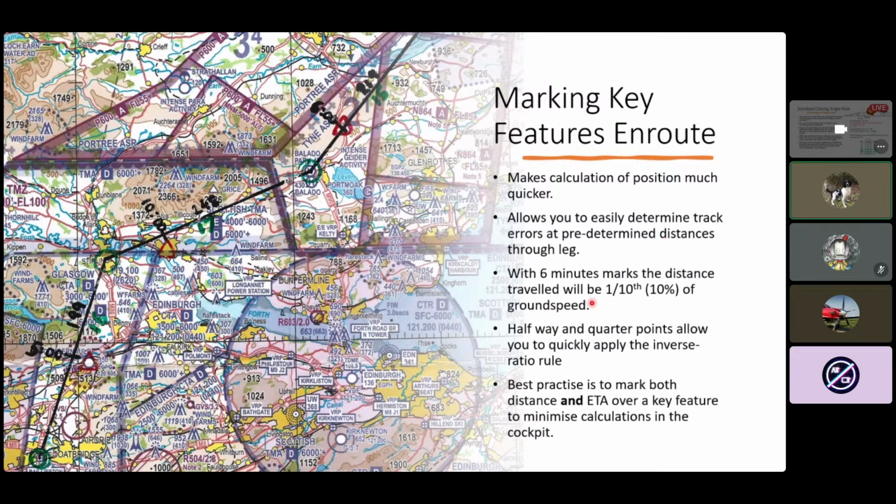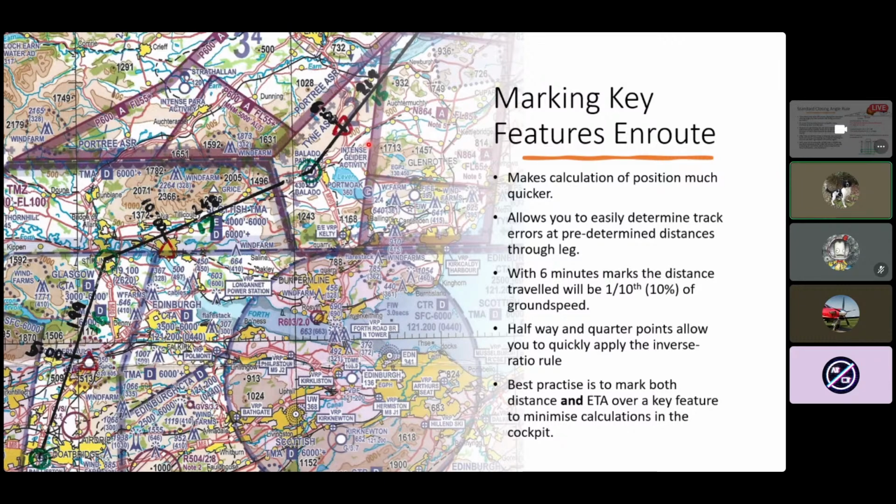I keep talking about 6-minute rules, and Tarek's already covered this. I use 6-minute marks. You can see one here. The reason that 6-minute marks are a thing is because you don't need to calculate your distance. All you need to do is divide your ground speed by 10 to know how far you've gone. Because remember, you do 6 minutes. If you're doing 60 knots, it's a mile a minute.